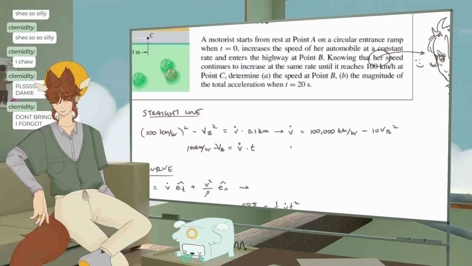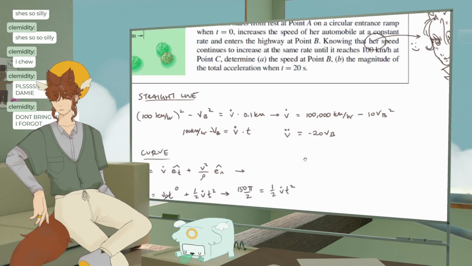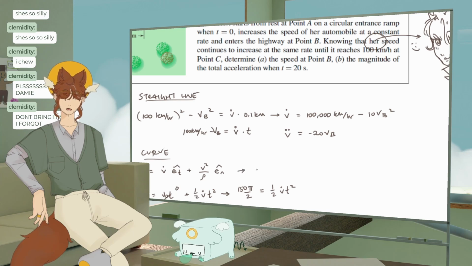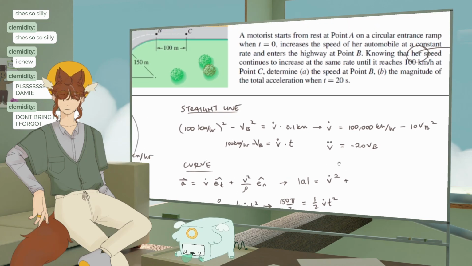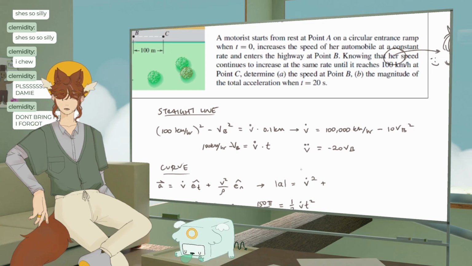You know what that means? Second derivative, baby! This is great. This is just gonna be minus 20 VB. Doesn't solve any of my problems at all. But if I changed this, we could say A magnitude equals v dot squared plus, wait, v dot. Wait, that's an acceleration. Oh no, chat. Oh no, what's v dot?